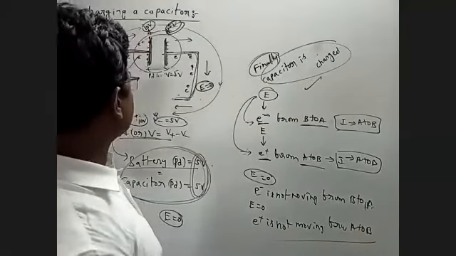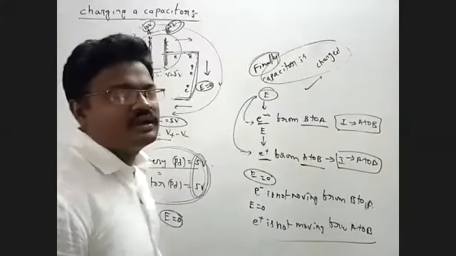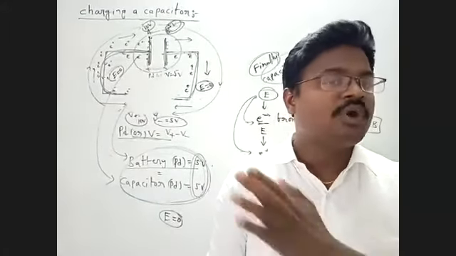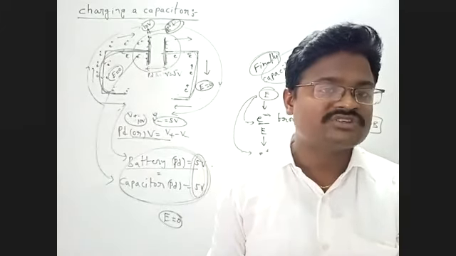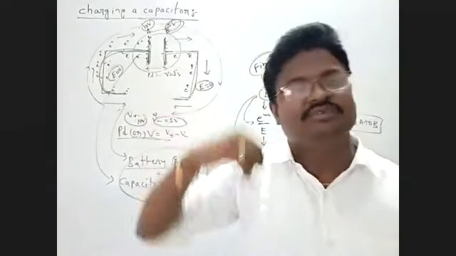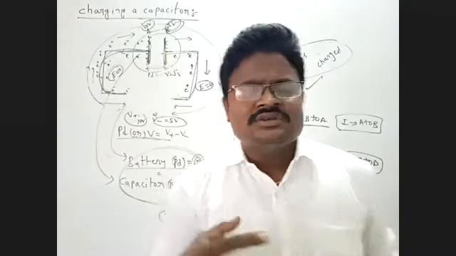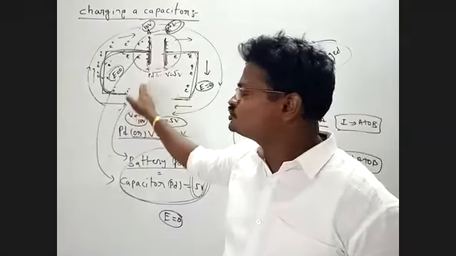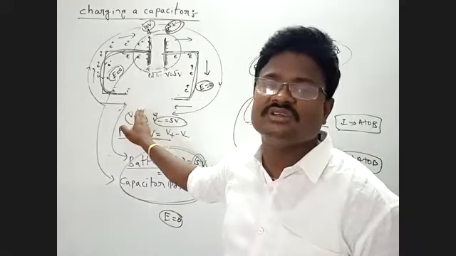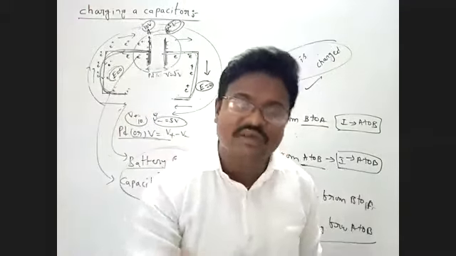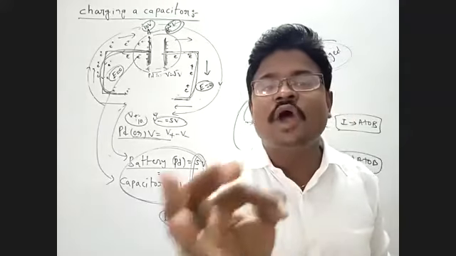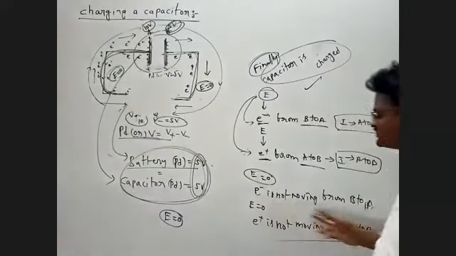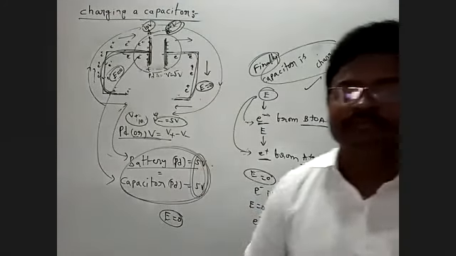At that time, plate A and the positive terminal of the battery are at the same potential in a conducting wire. Here, this is plate A. Plate A and the positive terminal of the battery are at the same potential in a conducting wire, so there is no electric field. Electric field is absent, which means electrons are not moving.